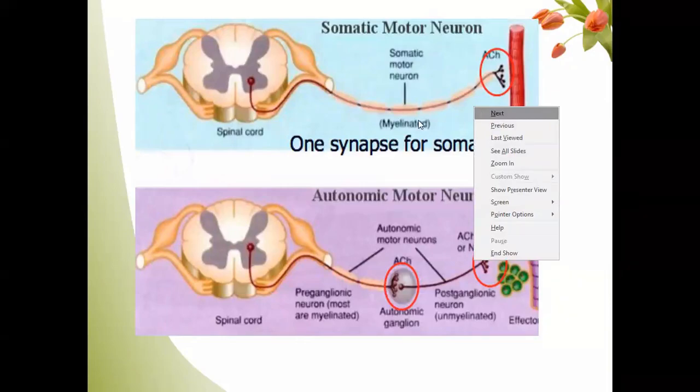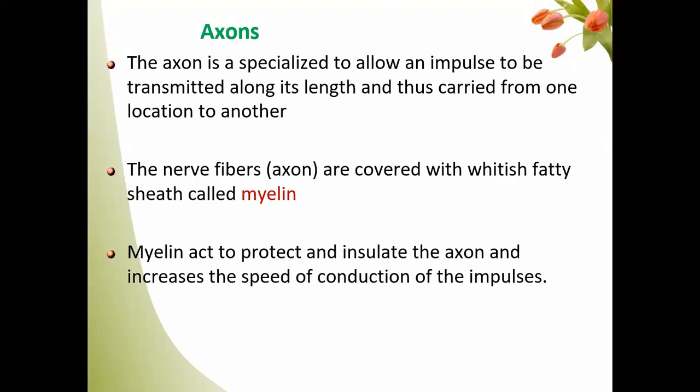So then we can study about the axons. Based on the parts of neurons, just now we saw the cell body and we studied about the dendrites. The cell body has a central nucleus and many cell organelles, and dendrites are the parts which receive signals from the outside. Here the axon is specialized to allow an impulse to be transmitted along its length.